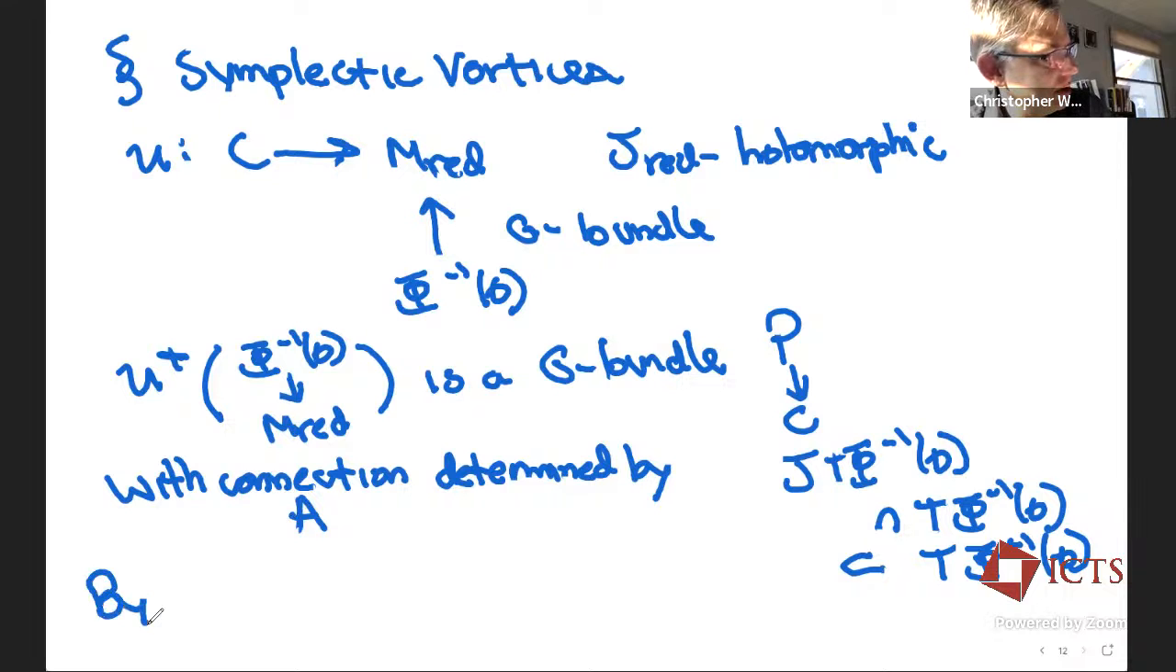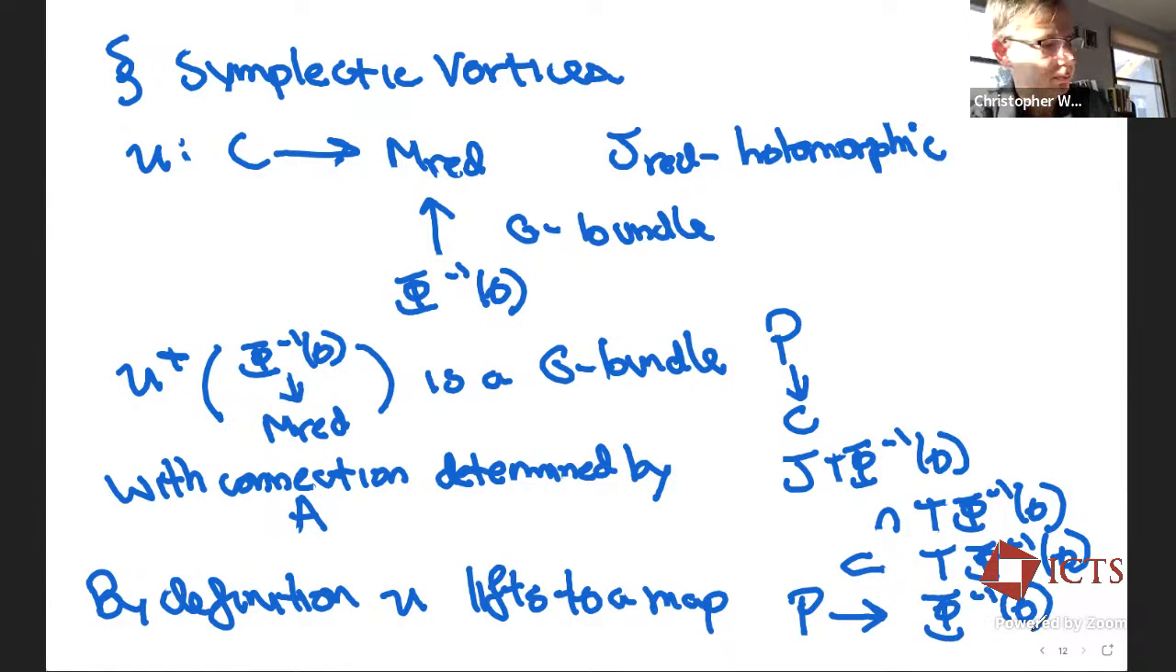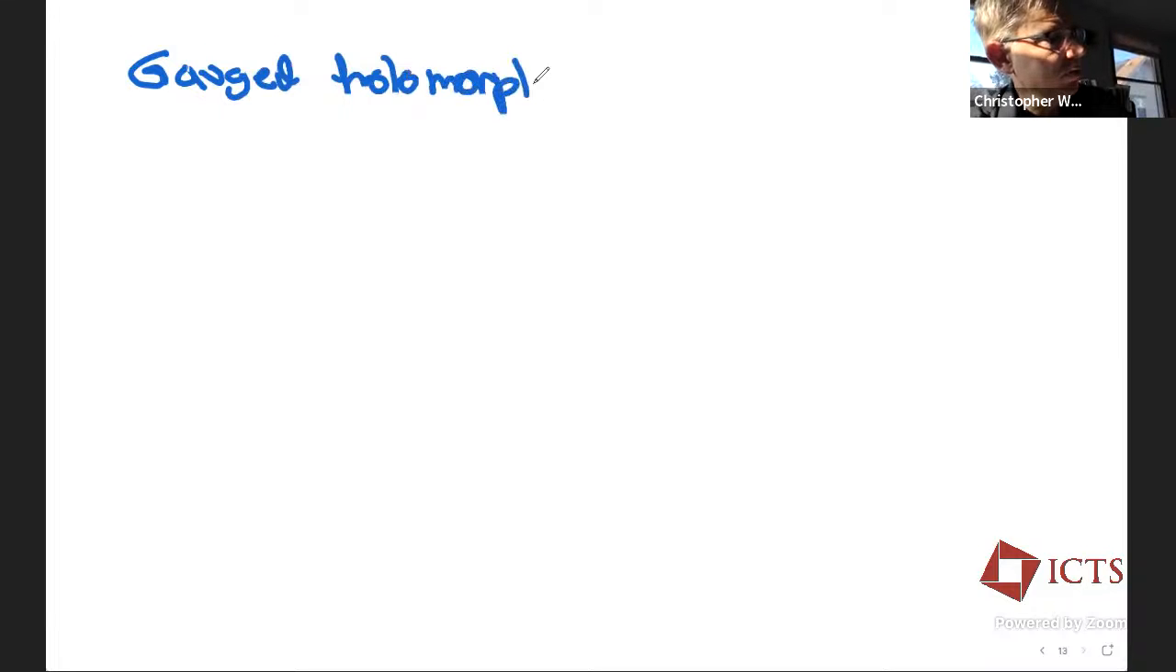So by definition, U lifts to a map from P to phi inverse of 0. So a gauged holomorphic map is a name for the kind of thing that I get from this construction.